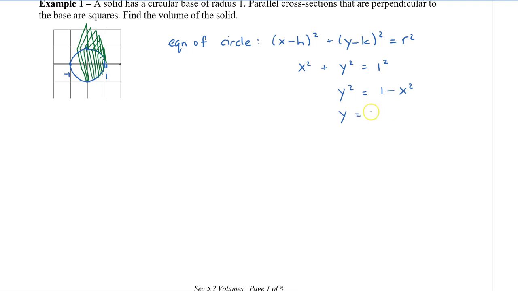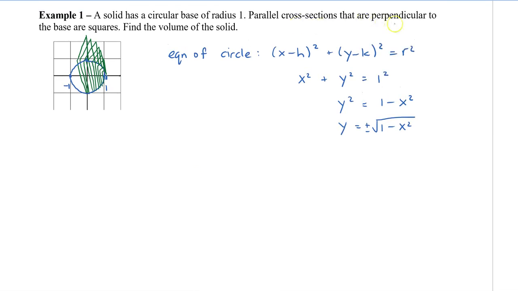and the reason that we're doing this is, even though I didn't state it in my problem, we're going to assume that the cross sections are parallel. The parallel cross sections are perpendicular to the x-axis. So because it's perpendicular to the x-axis, we want to write our equation with y isolated and in terms of x. So this length here, y = root(1 - x^2), is the distance from the x-axis to the top of the circle here. So that's root(1 - x^2).